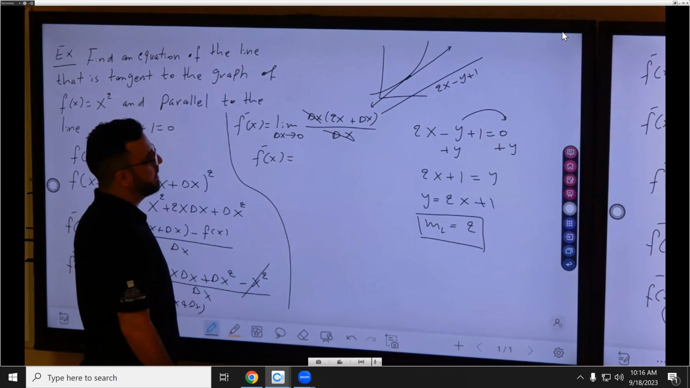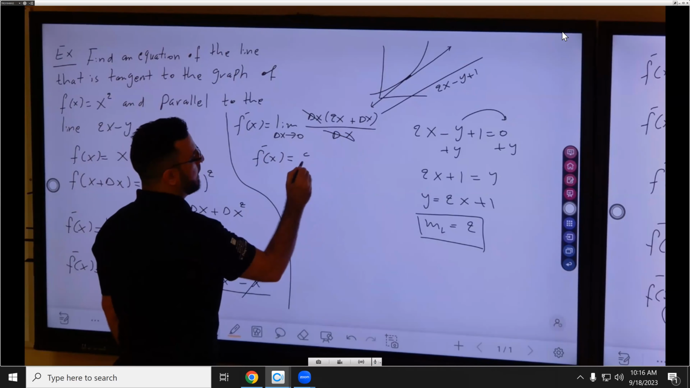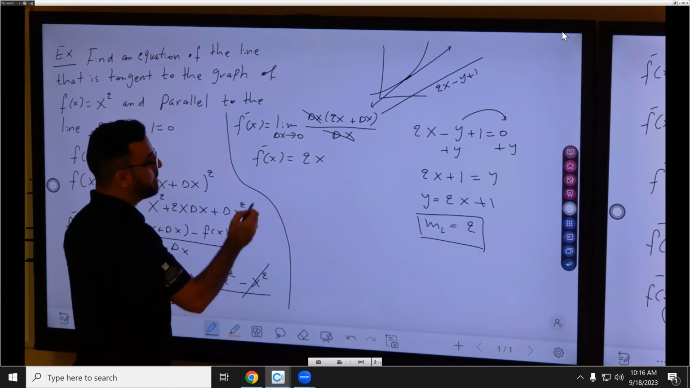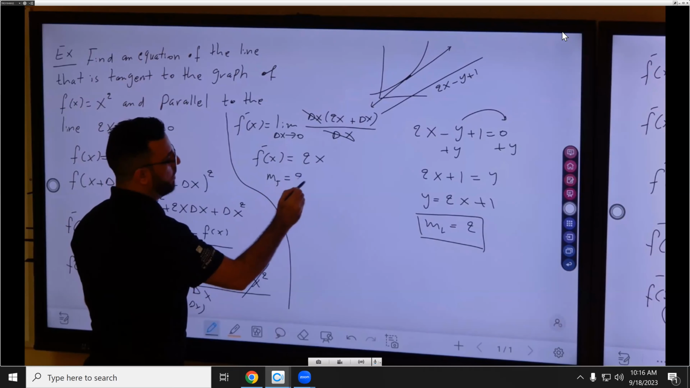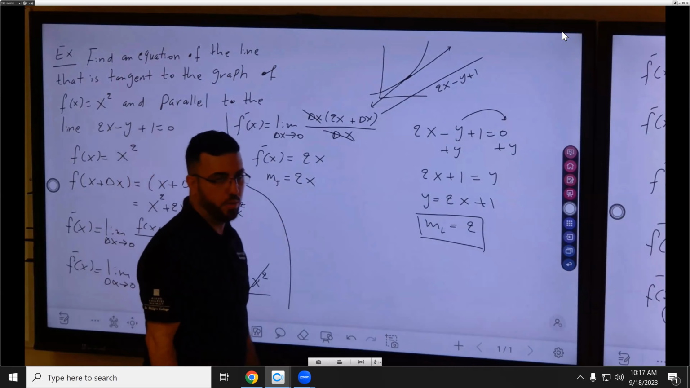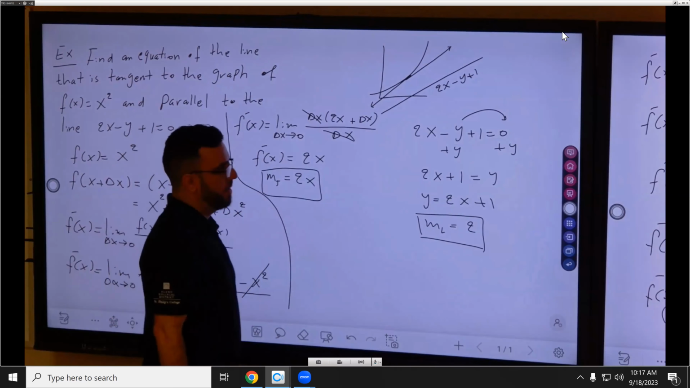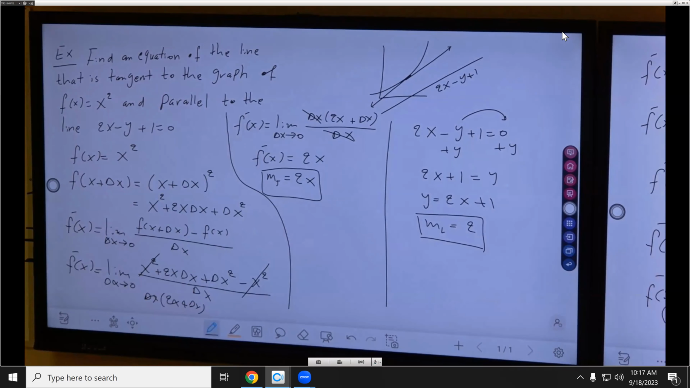How much is it going to be? Take the limit, that means plug in 0 here. The left is 2x. That means the slope of the tangent line is what? Let's say m of the tangent line equals 2x. Yes or no? Do you have a point now? What do we have? We have the slope of the curve and the slope of the line.